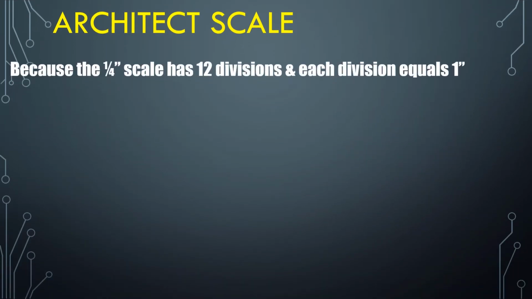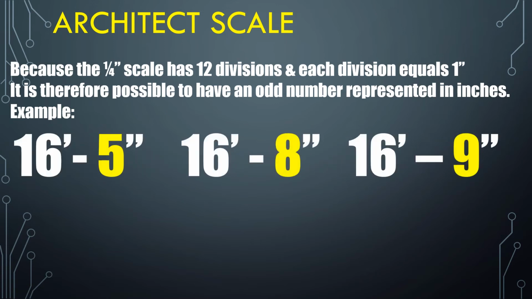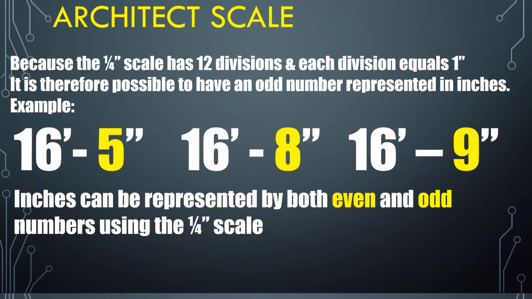Because the quarter-inch scale has 12 divisions and each division equals 1 inch, it is therefore possible to have an odd number represented in inches. So for example, you could have 16 feet 5 inches, 16 feet 8 inches, 16 feet 9 inches, because there are 12 divisions, 1, 2, 3, 4, right through to 12. So it is possible to land on an odd number. Inches can be represented by both even and odd numbers on the quarter-inch scale.